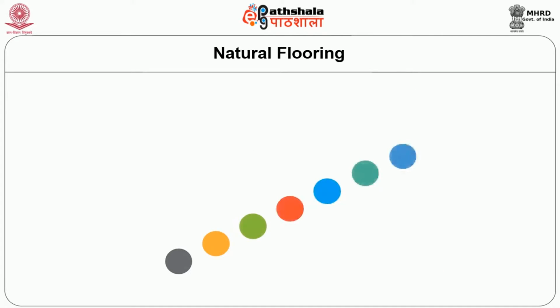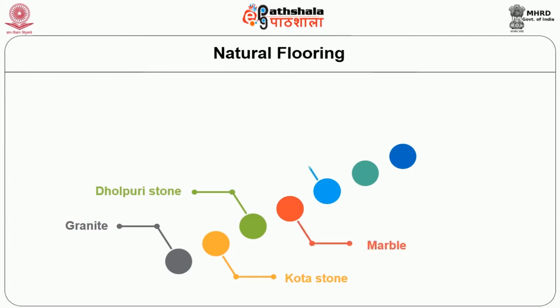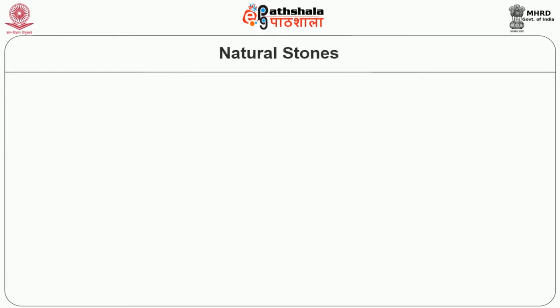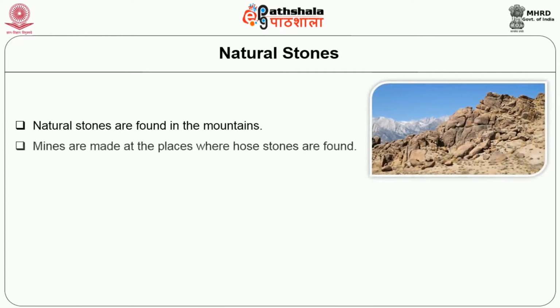First we would see the natural flooring materials, which would include granite, Kota stone, Dolpuri stone, marble, sandstone, slate stone and Kadapa stone also. So we are talking about the natural stones which are found in the mountains.